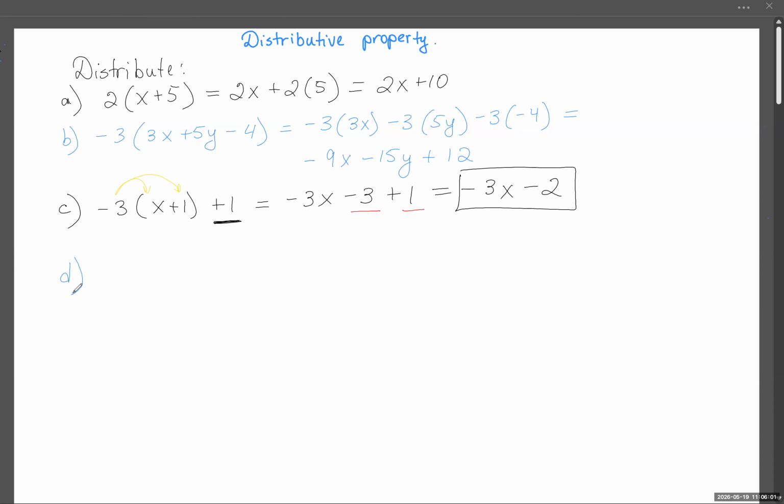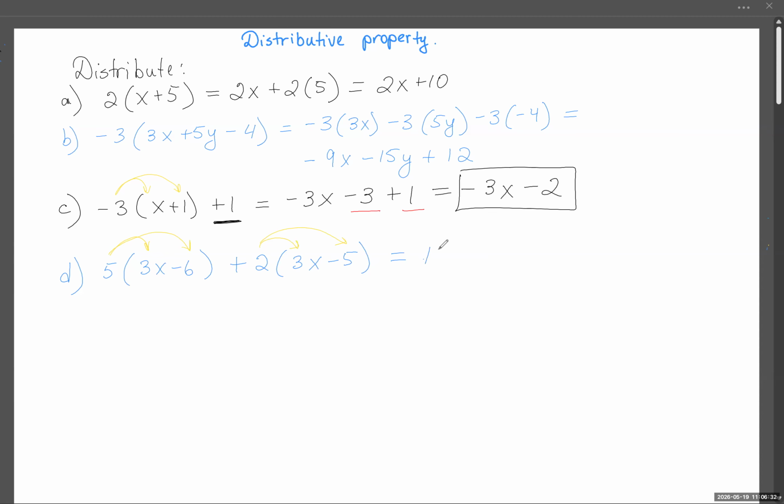Once in a while, you have to do two distributions. So like this example: 5 times (3x minus 6) plus 2 times (3x minus 5). So this time you're going to have to distribute twice. The first distribution is the 5 multiplied by everything inside the first parenthesis, and the second distribution is the 2 multiplied by everything inside the second parenthesis.